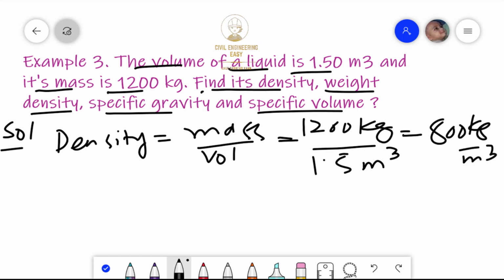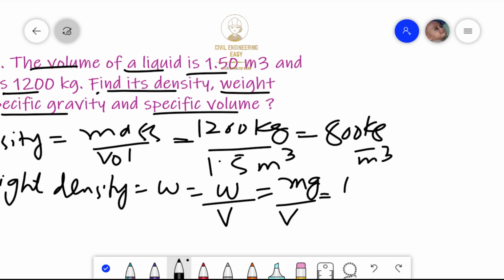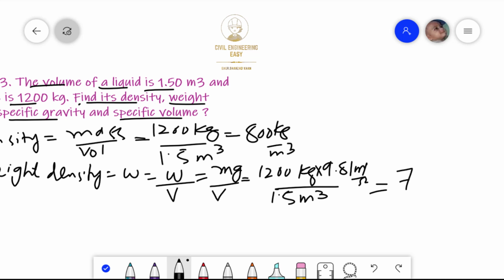In the second step, we need to find out its weight density. We have the relation that weight density is equal to the weight of a liquid divided by the volume of a liquid. As we know, W is equal to mass times gravitational acceleration, divided by volume. The mass is 1200 kg, the value of g is 9.81 meter per second square, divided by the volume of the liquid, that is 1.5 cubic meter. In order to solve this, we will get 7848 Newton per cubic meter as the weight density of the liquid.